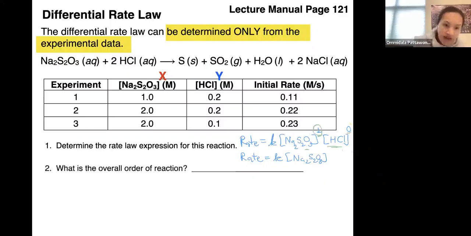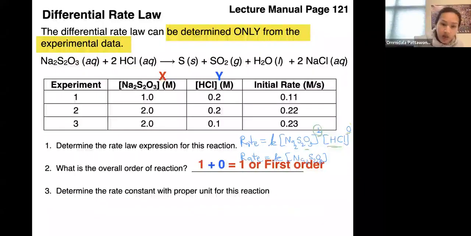The next thing we're going to take a look at is the overall order of reaction. The overall order means you're going to add all of the orders together, right? So you're going to add the x and y orders together. In this case, it's going to equal 1, or what we call first order. So this is a first order reaction overall.